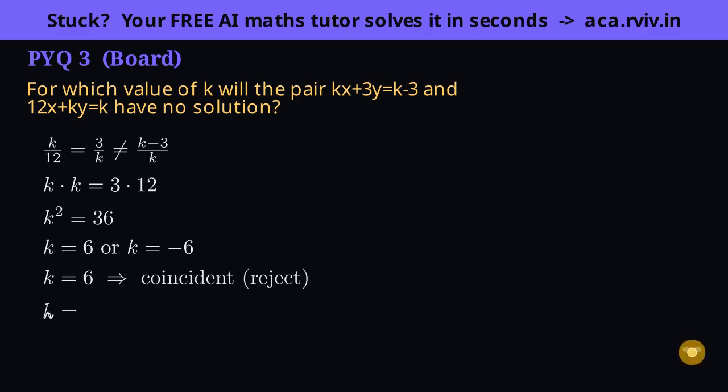Test k equals minus 6. The slopes match and the constant ratio genuinely differs, so the lines are parallel and distinct. Exactly no solution. That's our answer.